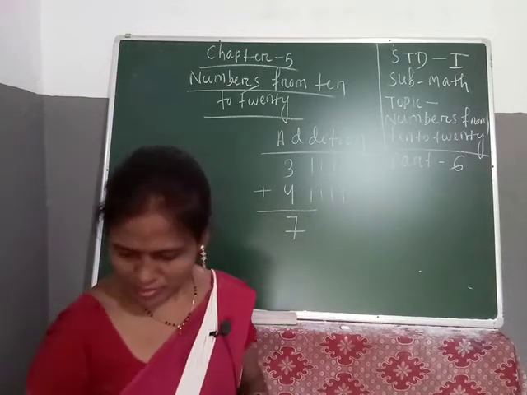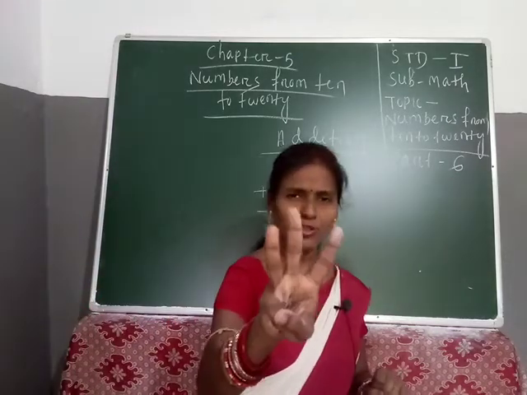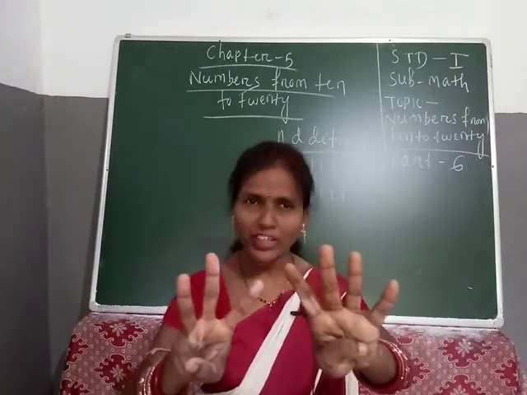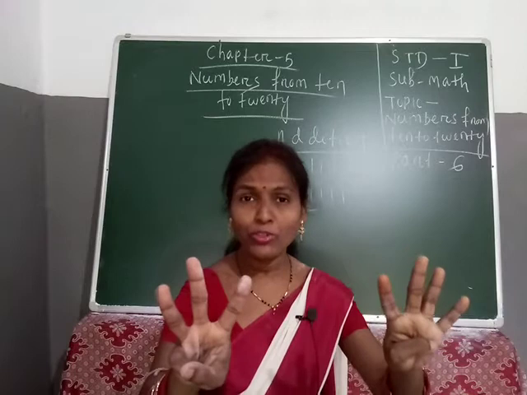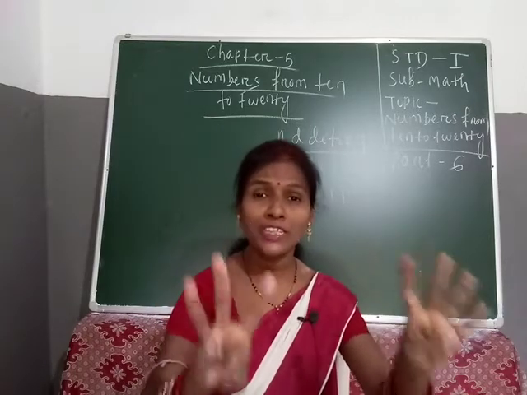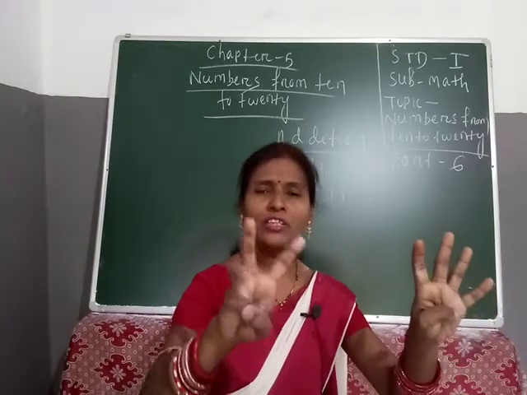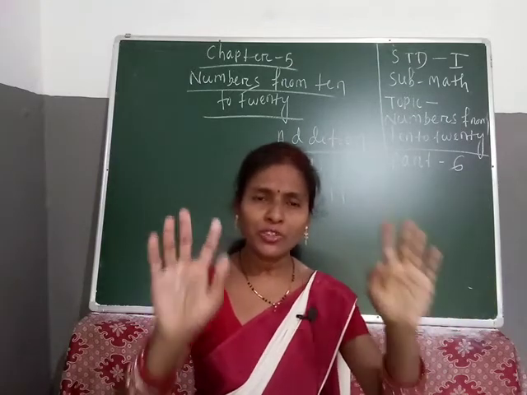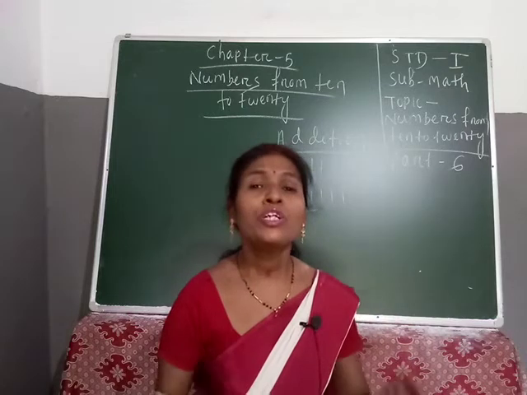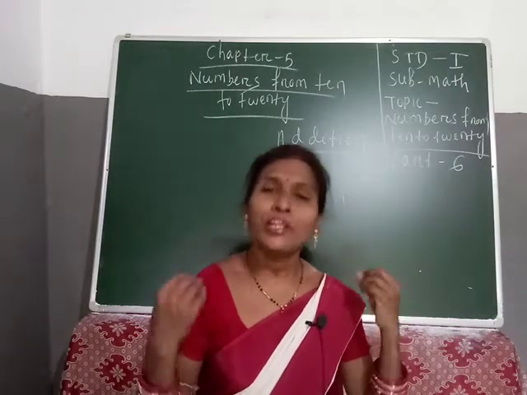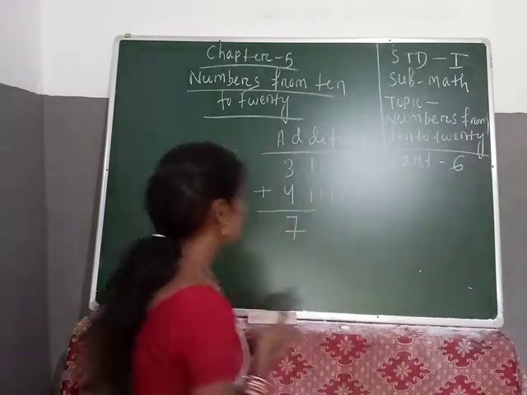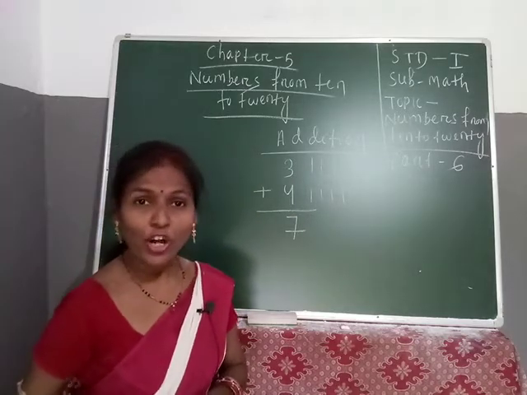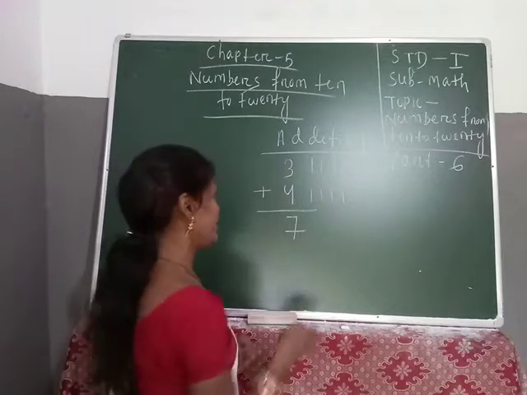If I show you, here I am showing 3 fingers in my left hand and 4 fingers in the other. Now students, you count the total. Total is how many? All together 1, 2, 3, 4, 5, 6, 7. So I am showing 7 fingers. That is addition, which also means all together or total.